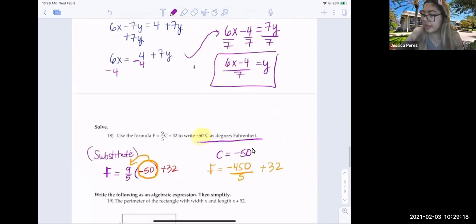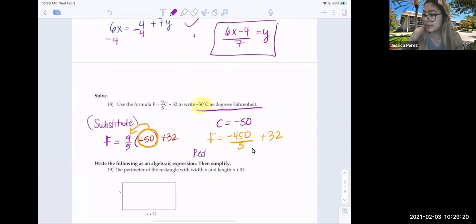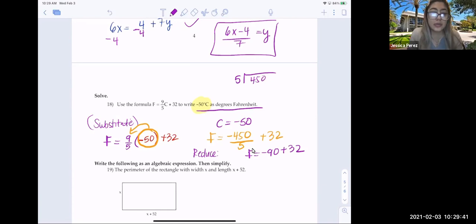So after this, we need to reduce. What does that mean, reduce? Well, you need to simplify. Negative 450, how many times does 5 go into it? So F is equal to negative 90 plus 32. When you divide, how many times does 5 go into 450? The negative just comes along. Okay, that's what I'm doing.